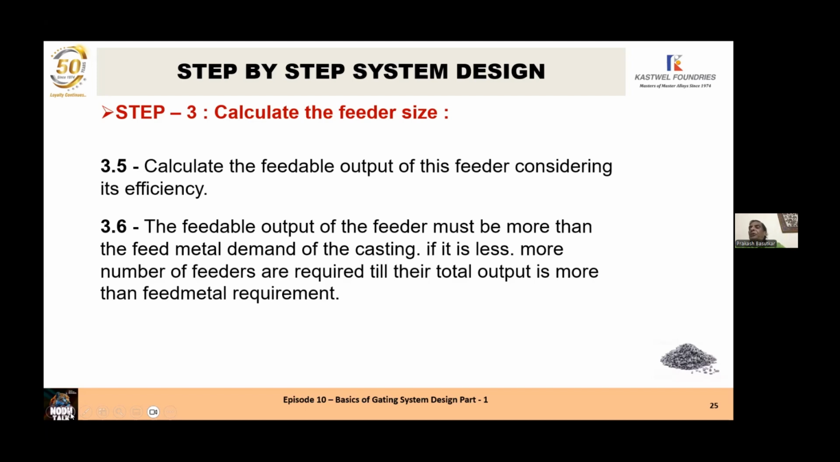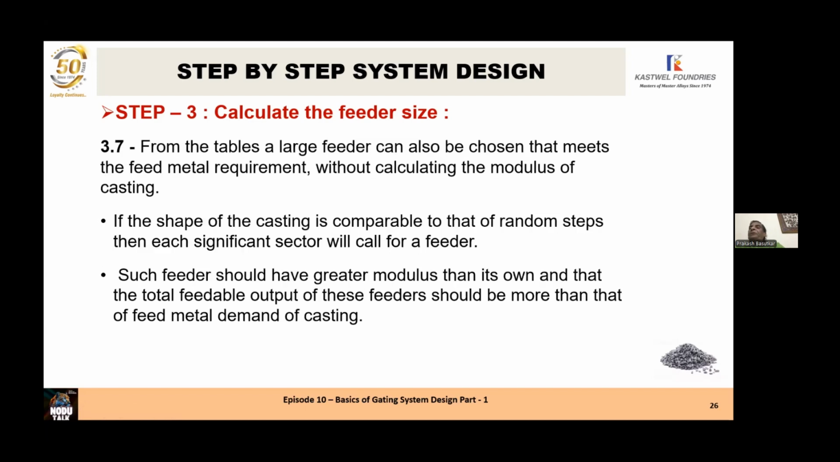This is simple logic. Now, we have given tables. A larger feeder can also be chosen that meets the feed metal requirement without calculating the modulus of the casting. If you choose a large feeder, you'll be able to get the feed metal requirement from that feeder for the casting, even if you don't have the modulus of the casting. Because I told you, the feeder modulus is 1.1 times the casting modulus.